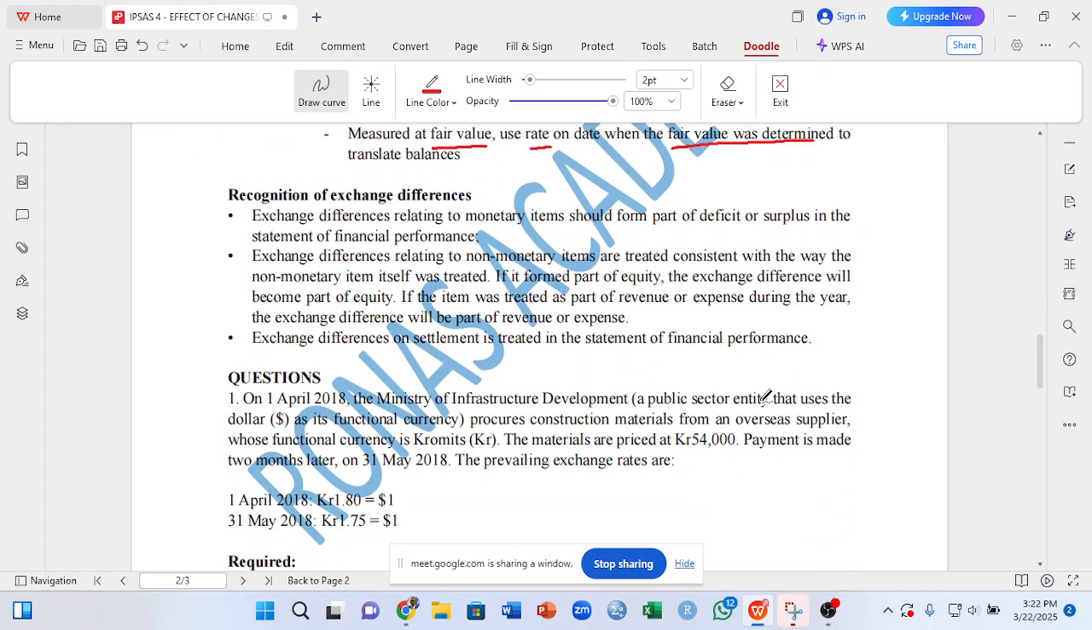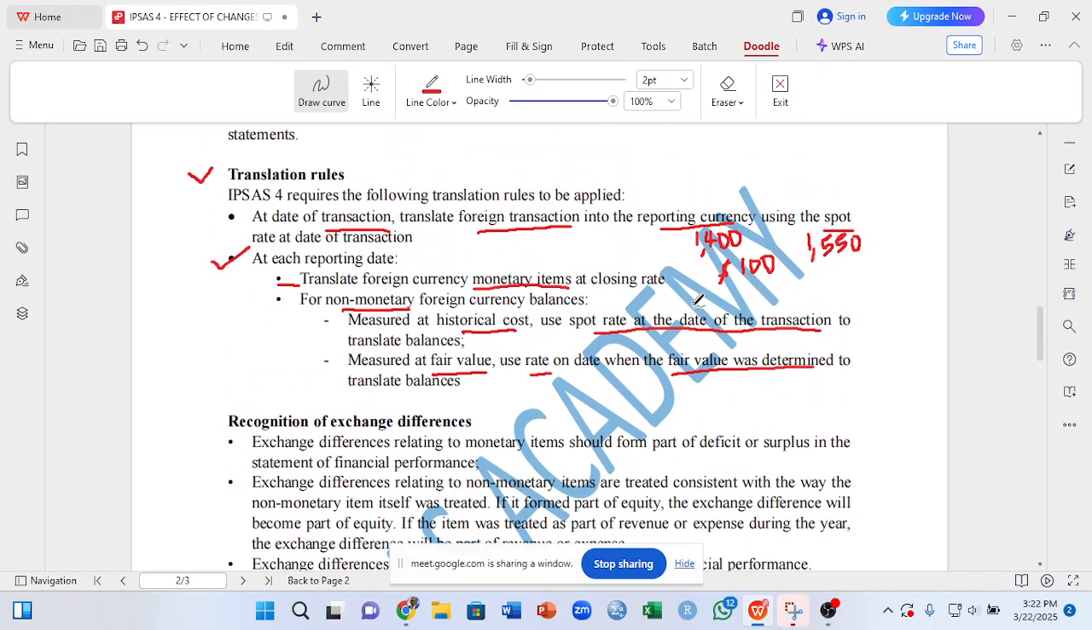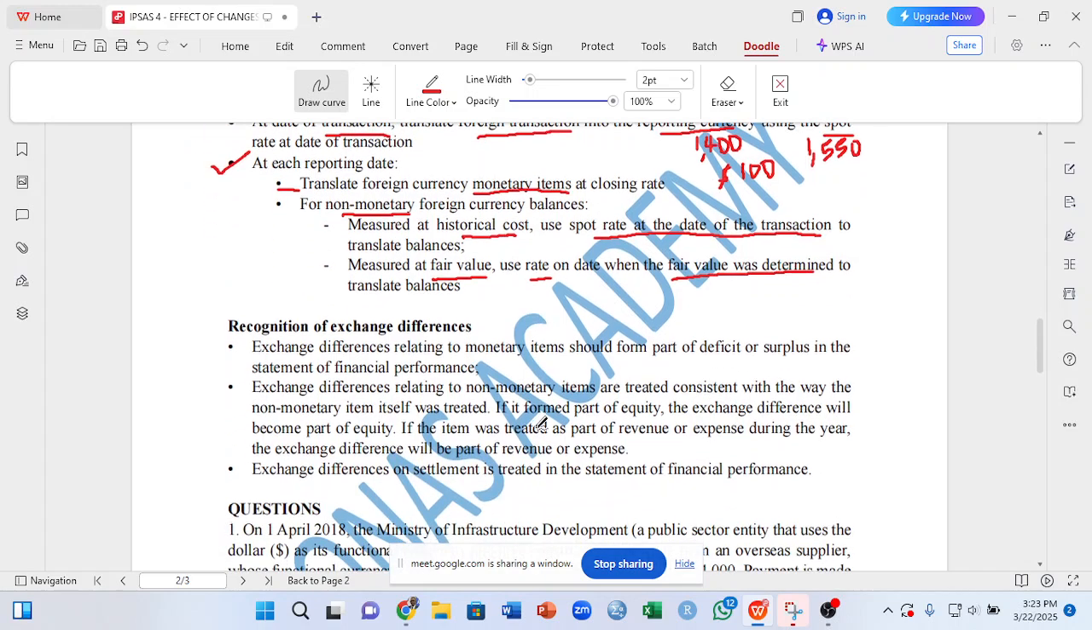Okay, let's move on to the recognition of the exchange differences. If we get differences, how do we account for them? For instance, here we can see that we have a difference. At the date on which we bought our inventory, the Ghana cedi equivalent was 1,400. But at the date when we were making the repayment, it was 1,550. So you could see that there will be an exchange difference. How do we account for that exchange difference? That's what we are going to look at.